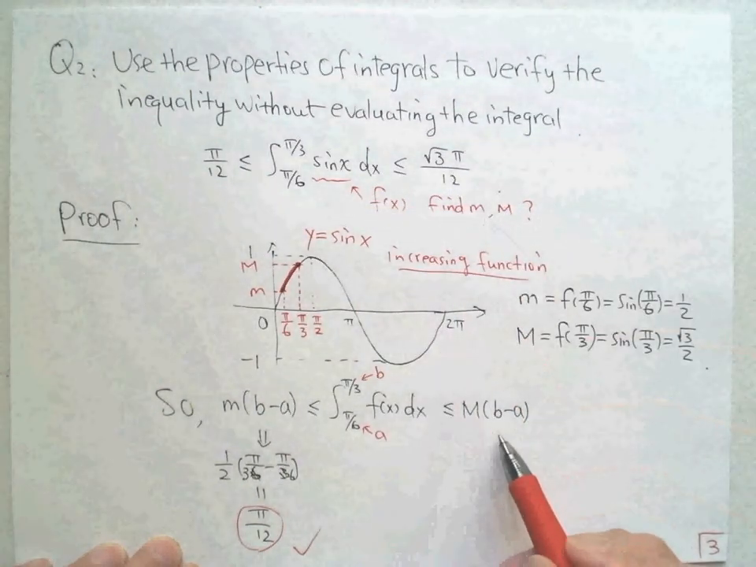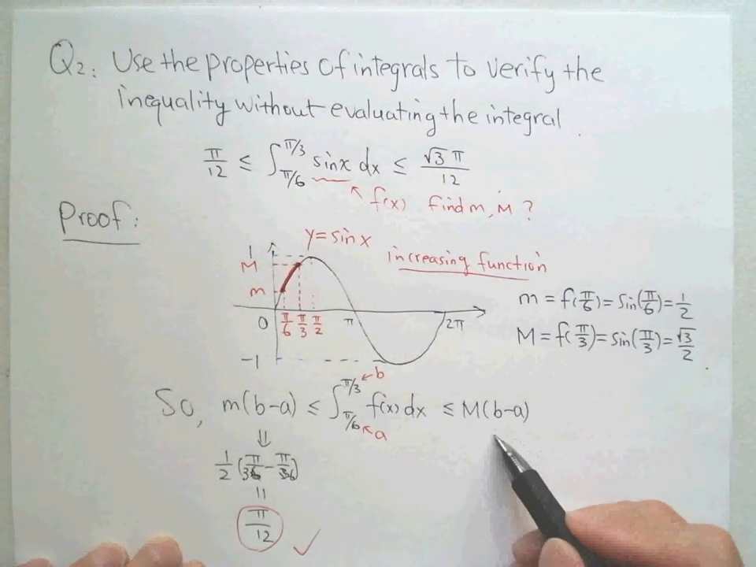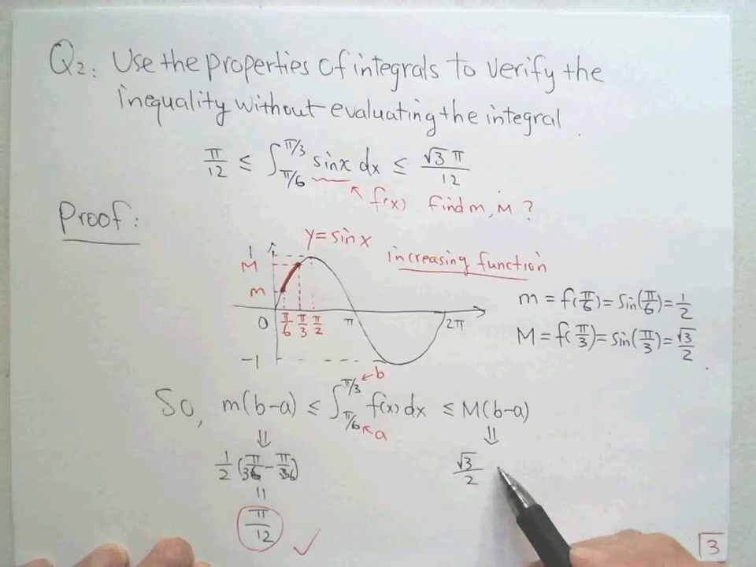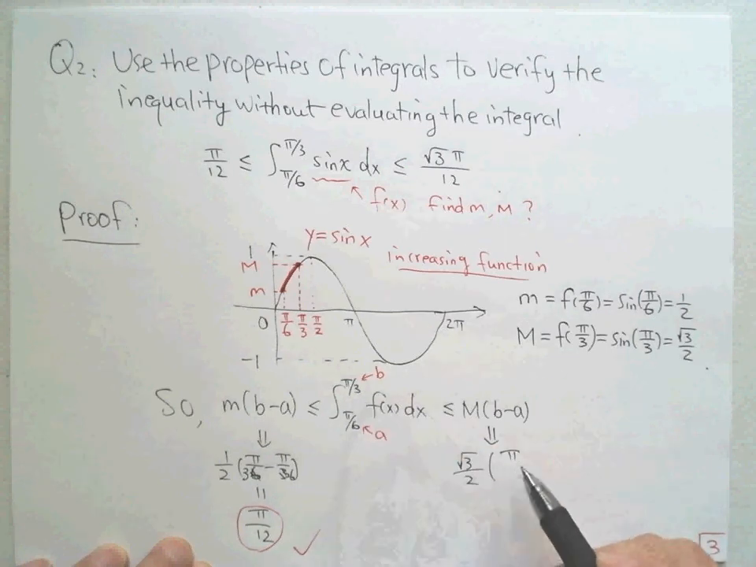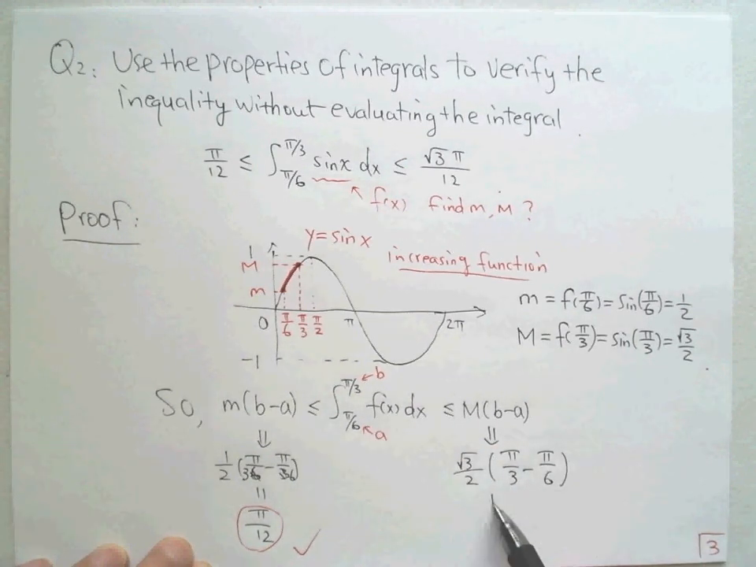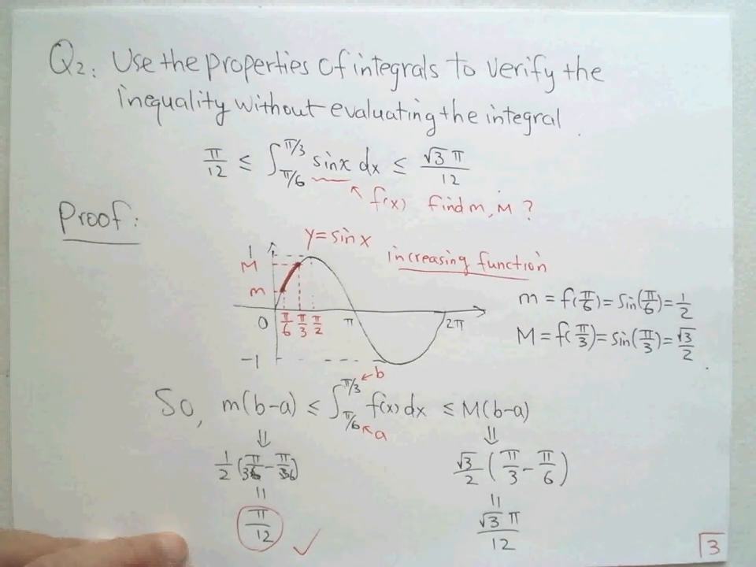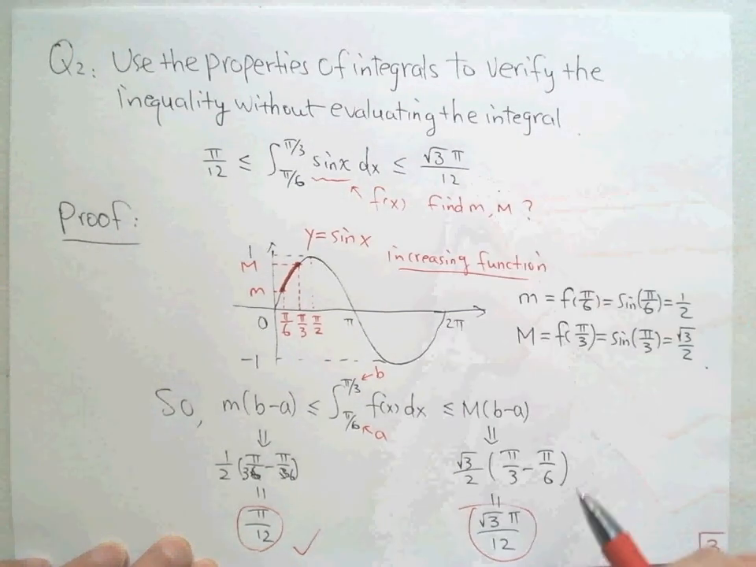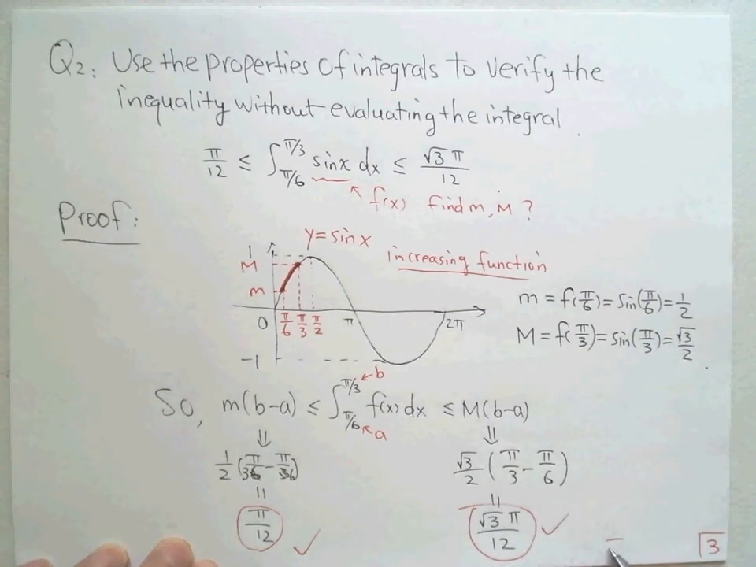Now we're going to find the right. The right is this. We do the calculation. This is the square root of 3 over 2, right? b is pi over 3 minus pi over 6. Okay, do the calculation. Definitely we will find it is the square root of 3 times pi over 12. Okay, so this is the upper bound, and the upper bound is there. Yeah, so that's all. Thank you.